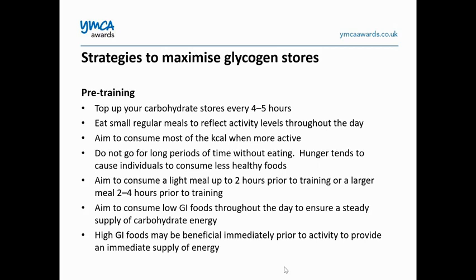The kind of carbohydrates we want to be eating are the low GI as opposed to the high GI, because that will give us that steady release of energy throughout the day rather than sugar spikes and troughs that we want to avoid. The high GI foods, however, do have a use, and immediately prior to activity, they might be useful to provide an immediate supply of energy that's going to hit the bloodstream and give us that energy fuel immediately.